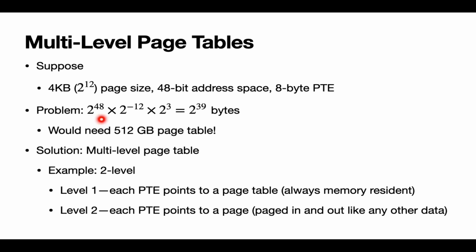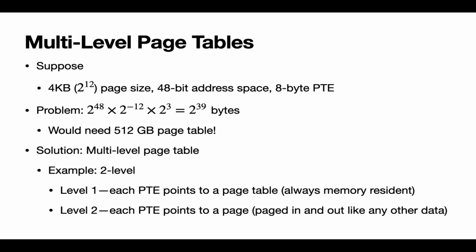We know that there's 2 to the 48th addresses in our address space, and we're going to split those up by 4K pages. So we can divide that 2 to the 48th by 2 to the 12th, or multiply it by 2 to the minus 12th. And then we're going to have 8-byte page table entries to be able to store the appropriate information for the mapping. So we're going to multiply again by 8. If we add up the exponents here, we end up with 2 to the 39th bytes that are necessary for our page table.